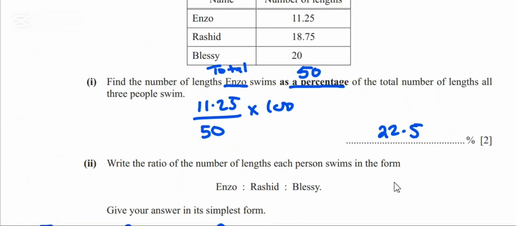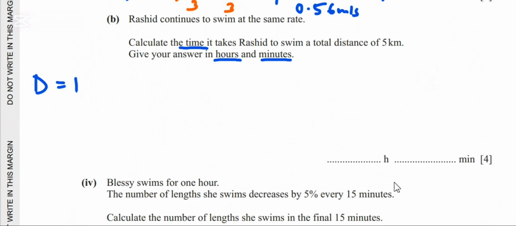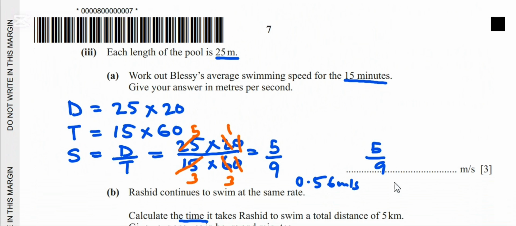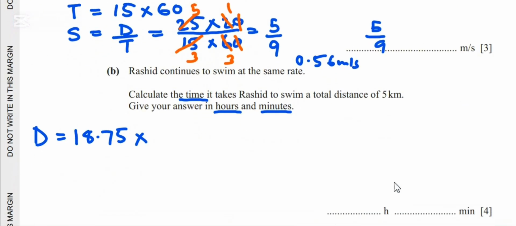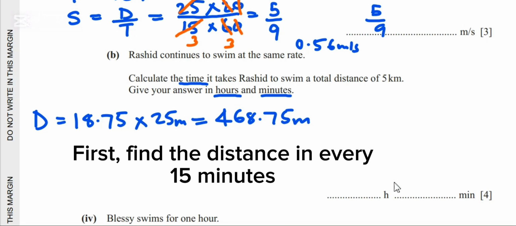lengths Rashid swam, which is 18.75. So we're going to say 18.75 times the length of the pool. The length of the pool is 25 meters. Okay, so this will give 468.75 meters. So this is for every 15 minutes Rashid swims this distance.